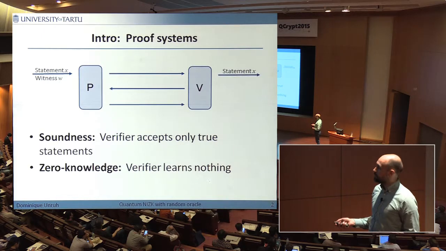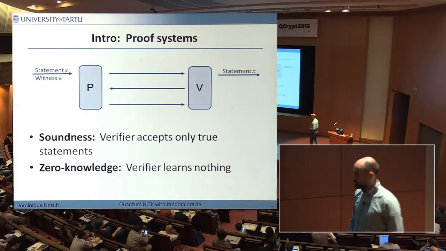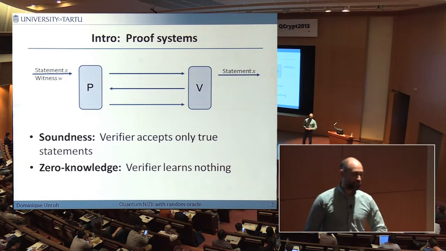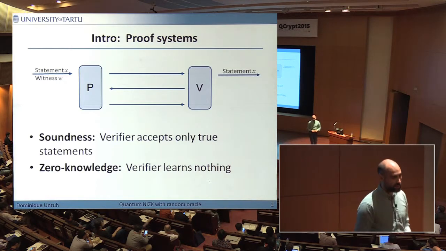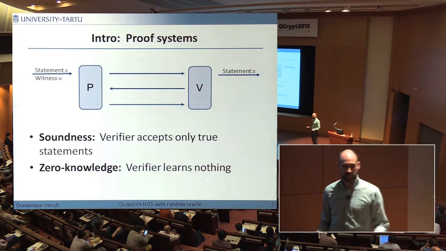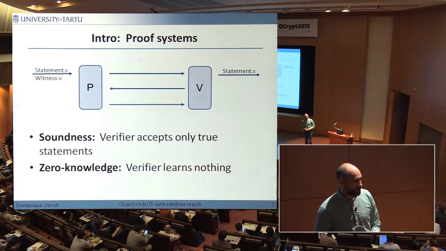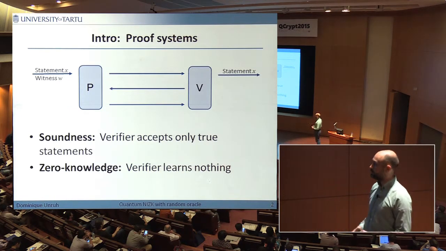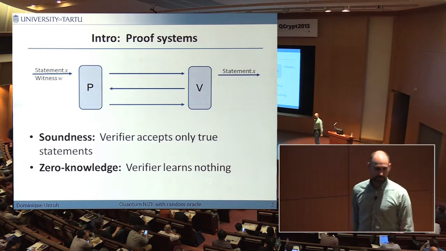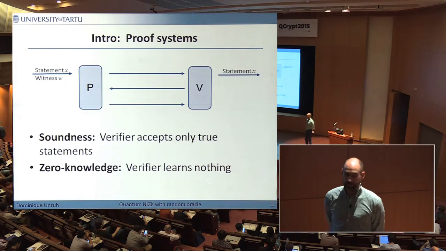But additionally, we want that the verifier learns nothing. That's the so-called zero-knowledge property, which is quite non-trivial to define, and therefore I will not even try to define it, because most of the time I will only be talking about the soundness. But trust me that there are definitions there and they make sense and so on.